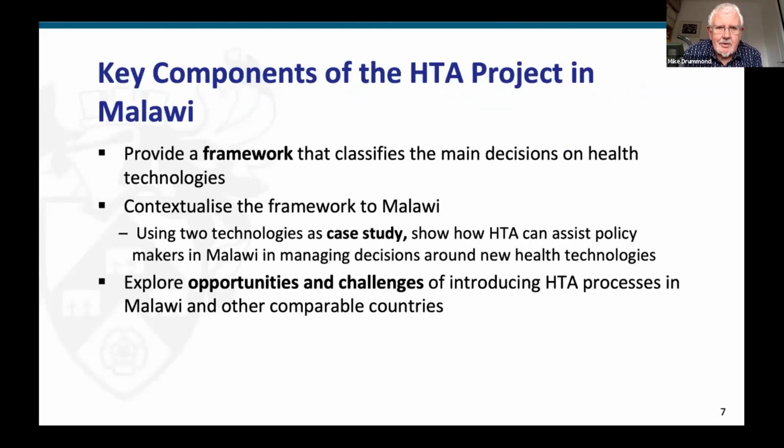So the project we're conducting in Malawi is to provide a framework that classifies the main decisions on health technologies, and then try to contextualize this framework to Malawi. We're planning to use two technologies as case studies, just to show how HTA could assist policymakers in making decisions, and then to explore the opportunities and challenges of introducing these processes in Malawi and other comparable countries.